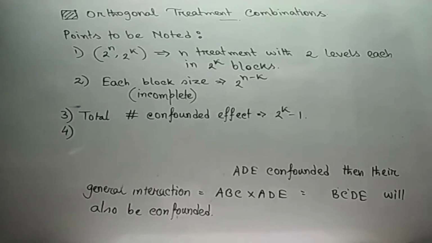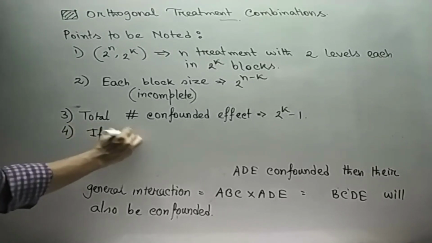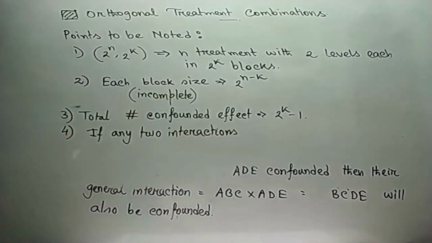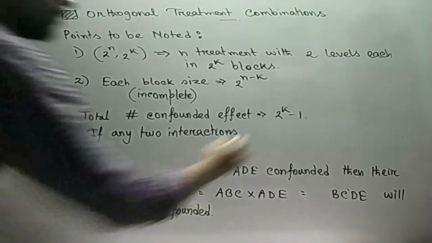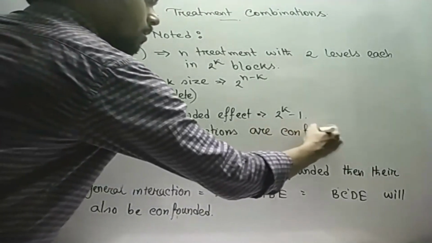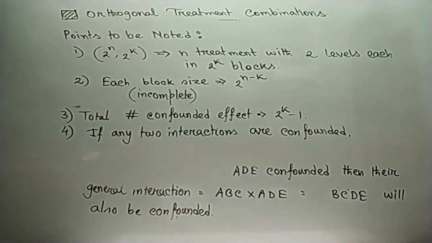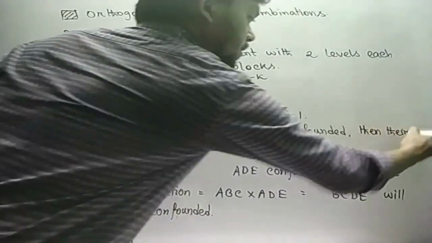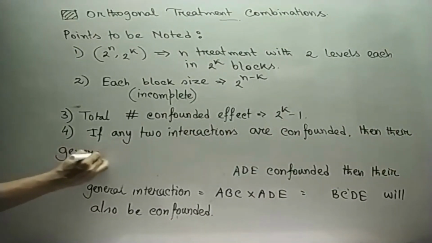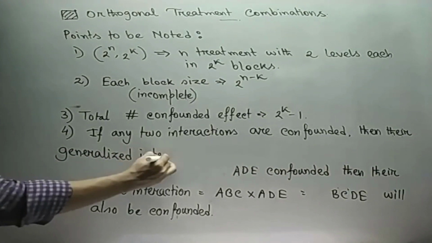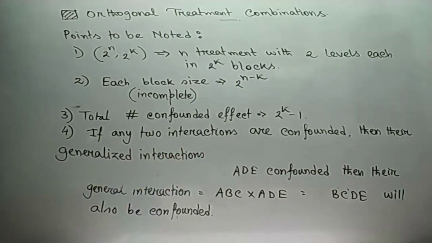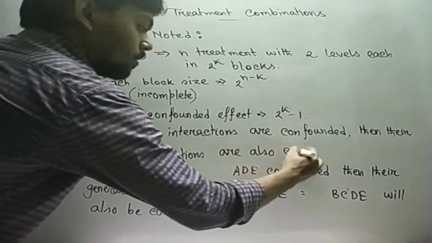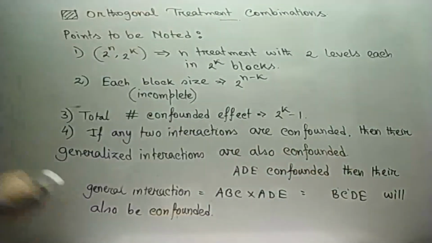So the fourth point is, if any two interactions are confounded, then their generalized interaction is also confounded. Now what does that mean?